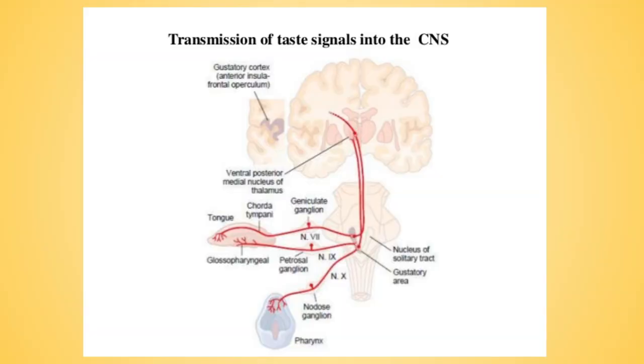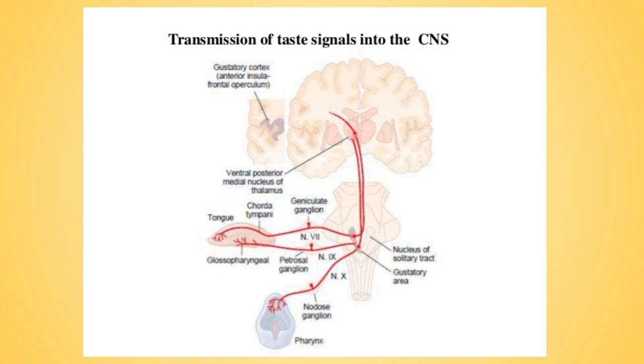Now next is the transmission of the taste signal into the CNS, or the taste pathway. The taste from the anterior two-thirds of the tongue, except from the vallate papilla, is carried by the chorda tympani branch of the facial nerve till the geniculate ganglion. The central processes go to the tractus solitarius in the medulla. The taste from the posterior one-third of the tongue, including the circumvallate papilla, is carried by the glossopharyngeal nerve till the inferior ganglion. The central processes also reach the tractus solitarius.